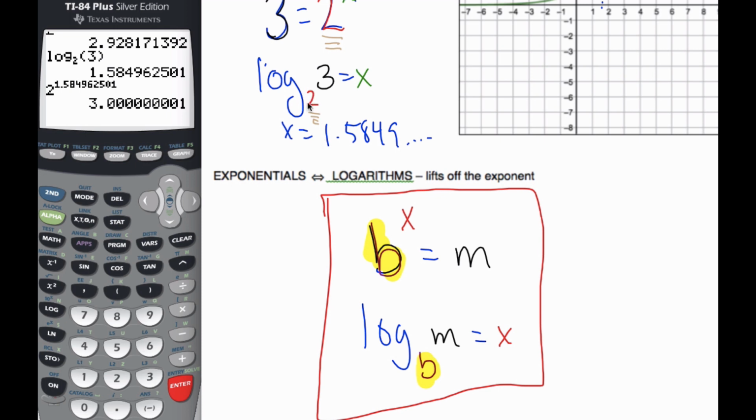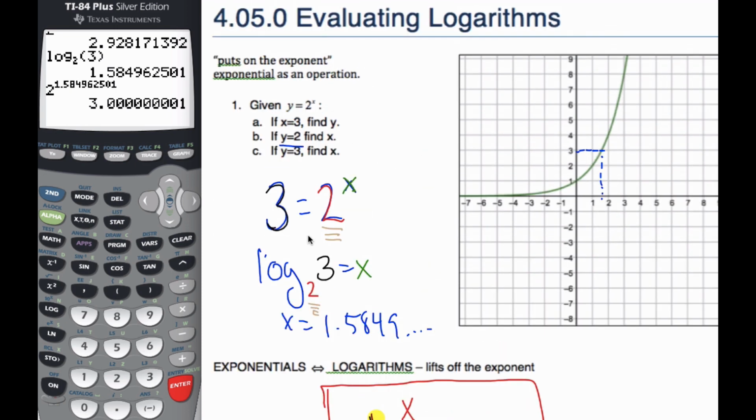So there's a little bit of theory and reasoning behind a logarithm. We'll do some practice in the next video.